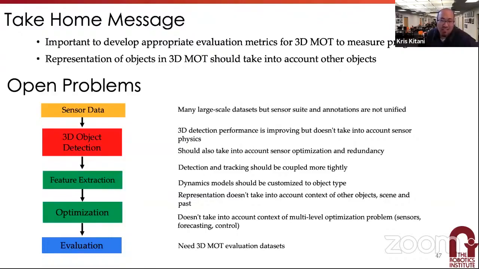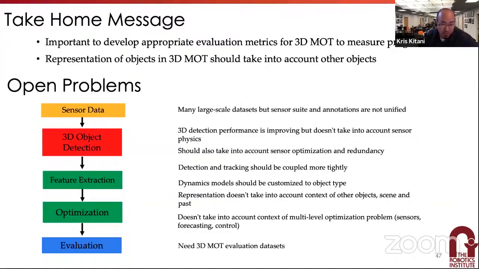Many of the large-scale data sets, English is weird here. So there are many data sets, but the type of sensors and the type of annotations are all different. And that makes it hard for us as a community. So we need some kind of unified data set. 3D detection performance, we know, is improving, but one of the things I think is missing is how does it connect back to the sensor data or the sensor physics? I think that's something that a lot of us ignore, right? The optics of the sensing. Other important issues: sensor optimization, and then I put redundancy here. I think this is something that's important in industry, but we haven't really seen it in computer vision work: what are you going to do when one of your sensors breaks? Will your system still work? And I think that's an open area of research.